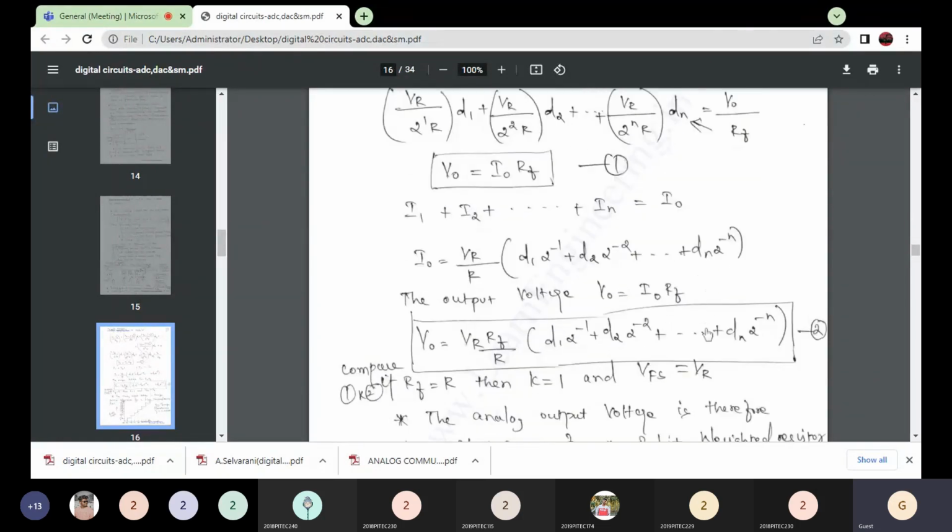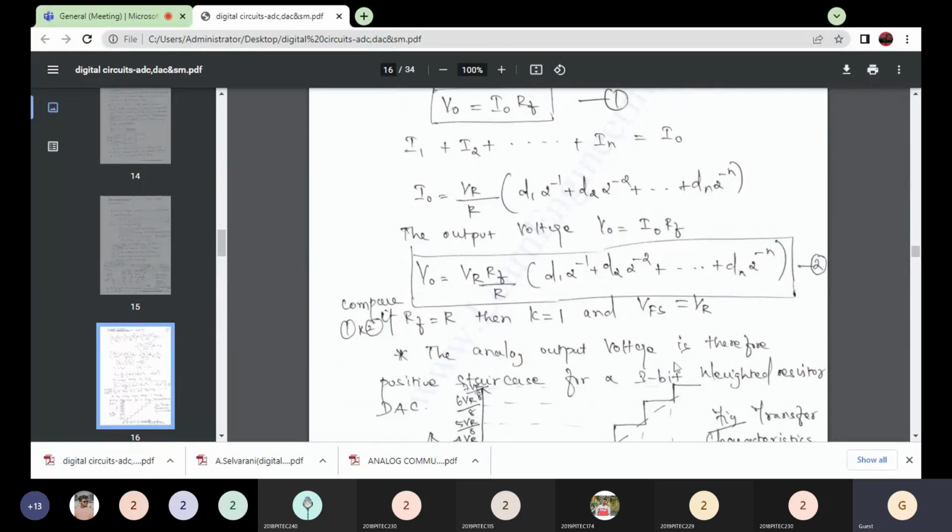So the output voltage V naught, we have derived, is I naught into RF, right? So what is V naught? V naught equals I naught, and what is I naught? VR divided by R, we just substitute it, along with the remaining terms. Then the feedback resistance is there. So VR divided by R into the summation term, and we also have the feedback resistance.